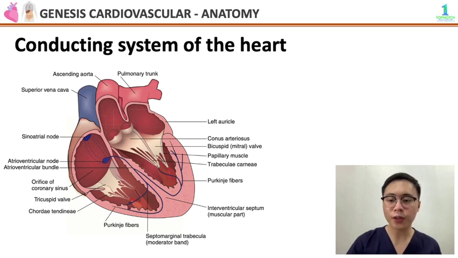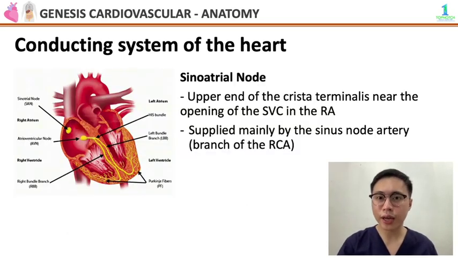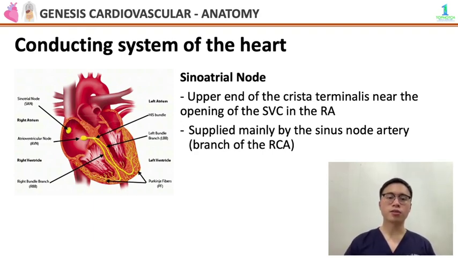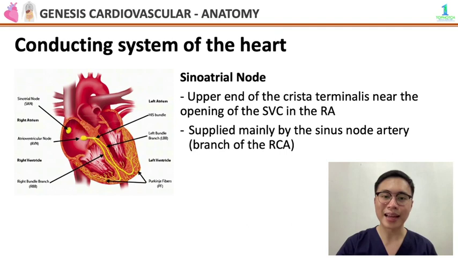So, let's start off with the sinoatrial node, or basically the SA node. The SA node is the main pacemaker of the heart. It's found in the upper end of the crista terminalis, near the opening of the SVC, located in the right atrium.